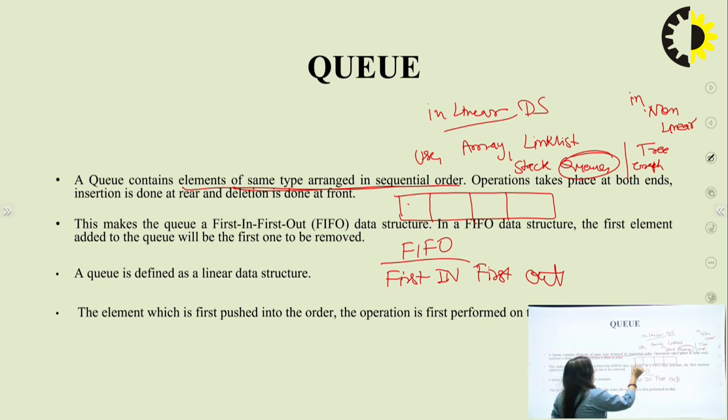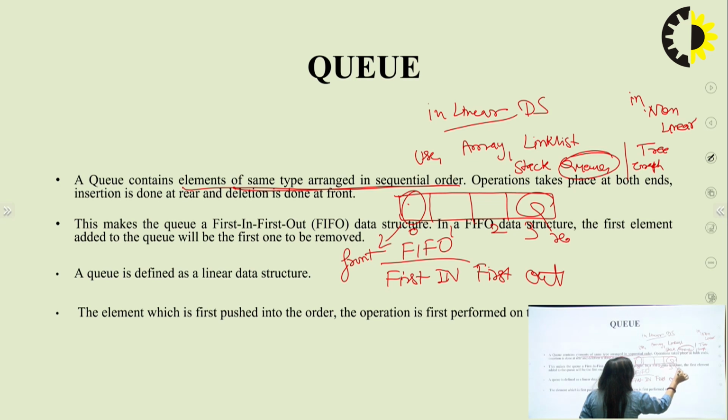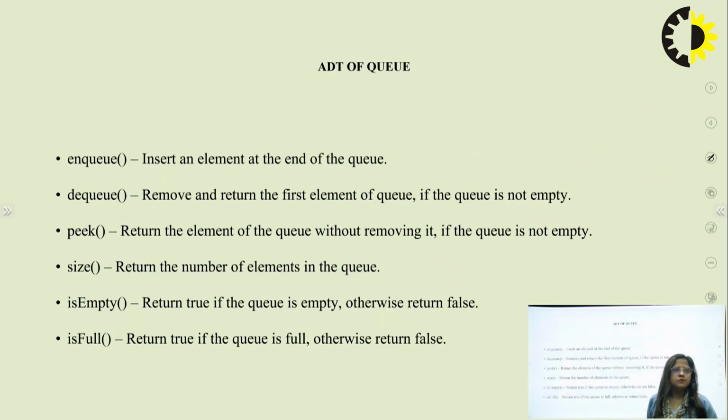Here indexing is given 0, 1, 2, 3, and this part is called front, and this part is called rear. The end of the queue is called the rear, and the start is called the front part. It works on this principle. So a queue is a linear data structure, as I discussed, where elements are pushed in order, and operations are performed on it in different modes.